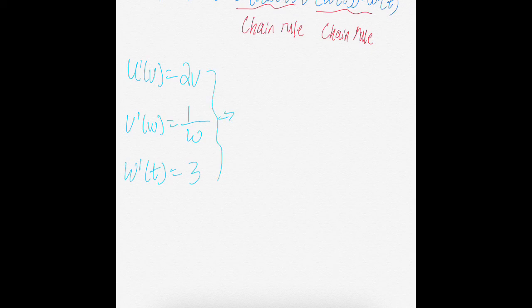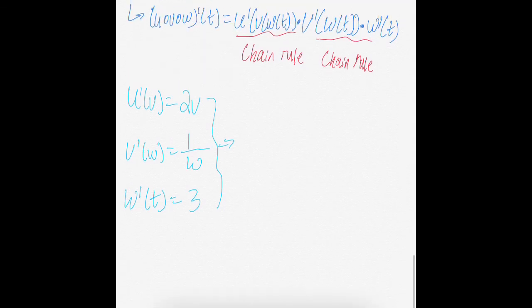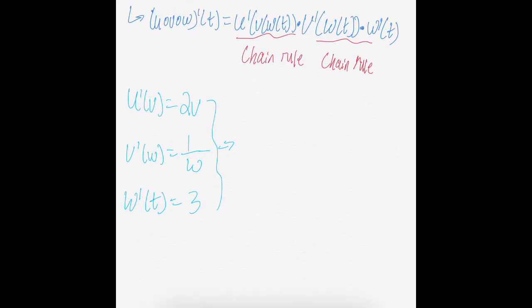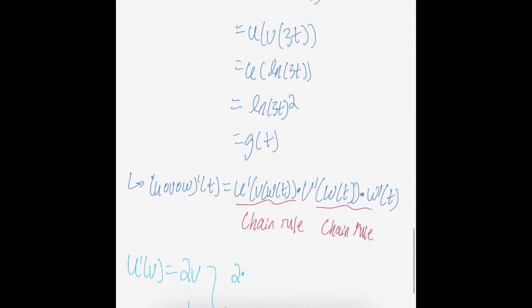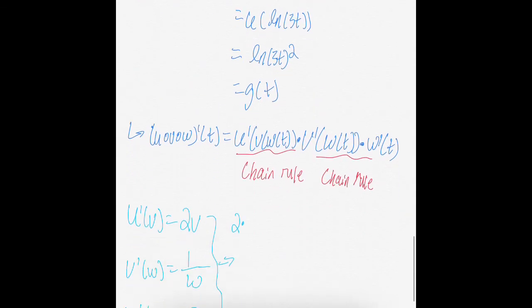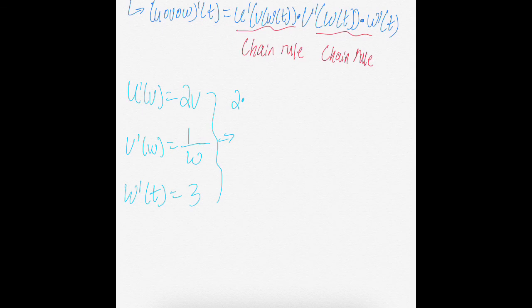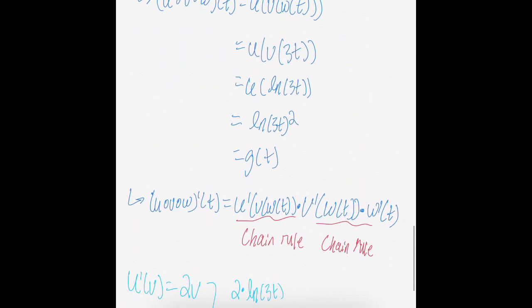Okay, let's go through and do this thing. So let's go ahead and substitute our values in. So u prime of v is 2 times v. So that's going to be 2 times, now here we want to plug in v of w of t. Well, v of w of t we found to be ln of 3t. So 2 times ln of 3t.